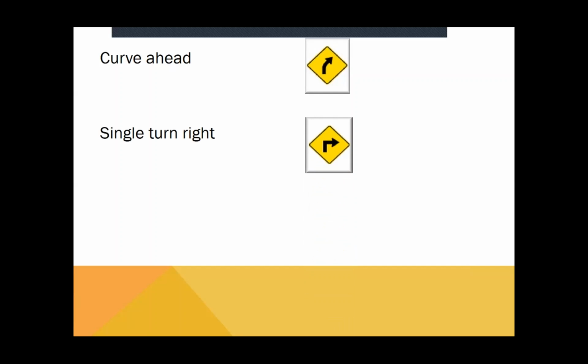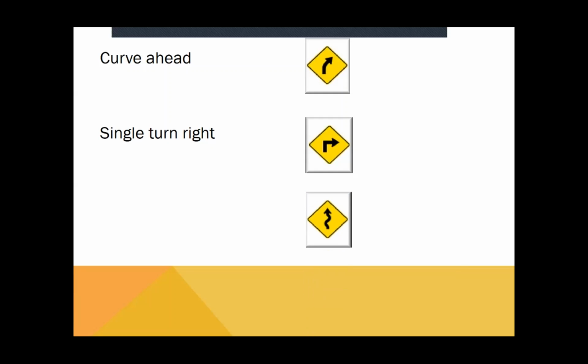So this one does mean single turn right. Usually it's not designating the lane, but it's warning that if you're in this lane, everyone has to turn right. There's no going through. So usually it'll just give you a heads up that you're going to be entering into a turning only lane.